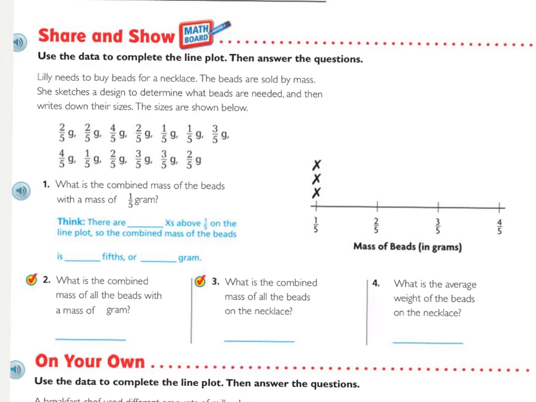For your share and show, all of your problems have to do with this one line plot. So read your problem, look at your data points, and then create your line plot. That will help you answer your questions. And remember, on an average, I'll just leave a note, when you're finding the average, you add everything up, and then you divide it by the total number of data points. Also, when they use the word combined, they are talking about adding, okay, putting everything together. Press pause while you work through the share and show problems.